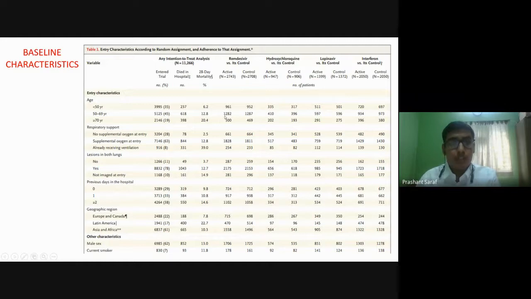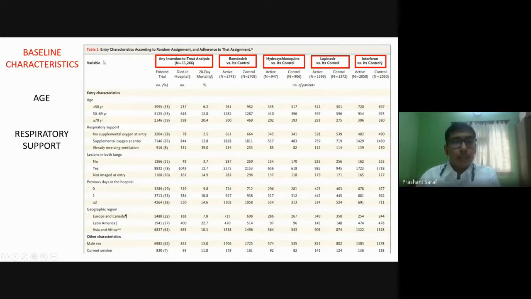And for 50 to 69 years, 1,282 patients, and for control group, 1,287 patients. So the table includes the total, that is, any intention to treat analysis, remdesivir, hydroxychloroquine, lopinavir, and interferon with its control. Also, apart from it, the table has given the baseline characteristics according to the age, as we have seen, and the respiratory support. Like there was no supplemental oxygen at entry, supplemental oxygen, and already receiving ventilation.